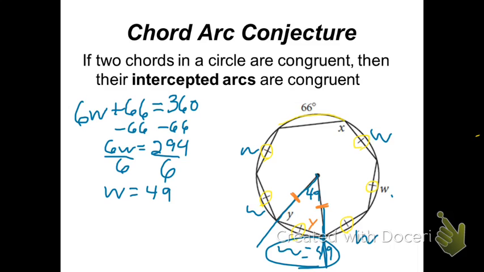So I got an isosceles triangle right here, so I also know that this angle right here is Y. So if I wanted to figure out what Y is, I would say, alright, 180 is equal to 2Y plus 49. So if I subtract 49 on both sides, I get 2Y equals 131. And if you divide both sides by 2, that will come out to 65.5.